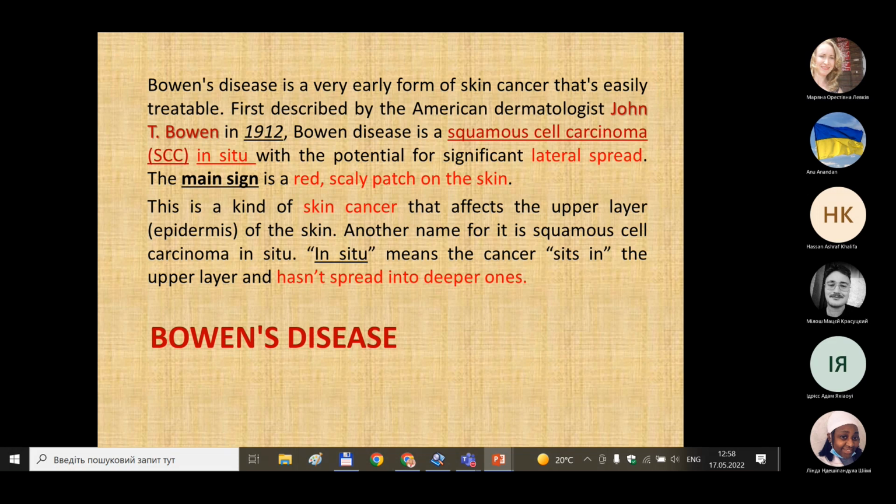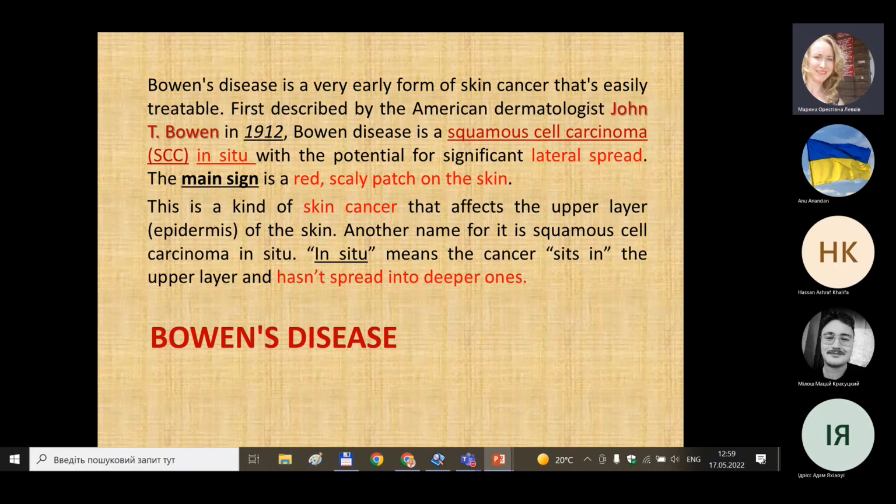Bowen's disease is a very early form of skin cancer that's easily treatable. First described by the American dermatologist John Bowen in 1912. Bowen's disease is a squamous cell carcinoma in situ with the potential for significant lateral spread. The main sign is a red scaly patch on the skin. This is a kind of skin cancer that affects the upper layer, the epidermis of the skin. Another name for it is squamous cell carcinoma in situ. In situ means the cancer sits in the upper layer and has not spread into deeper ones.